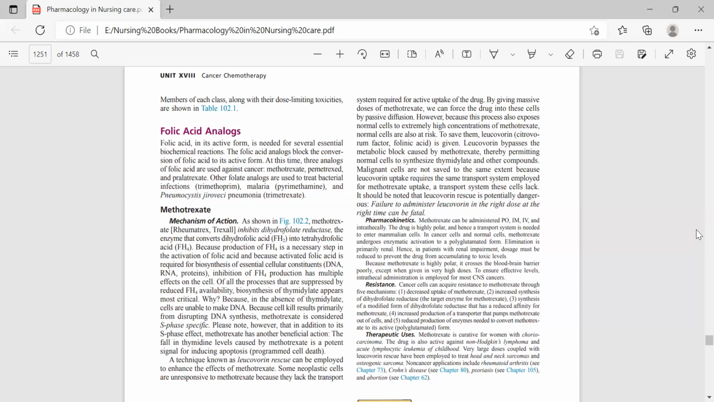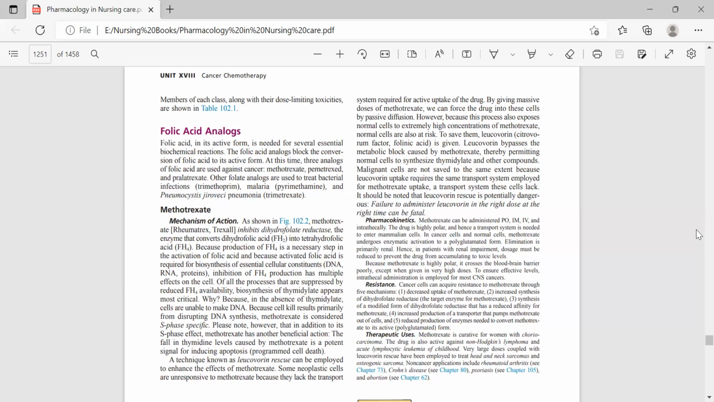to toxic levels. Because methotrexate is highly polar, it crosses the blood-brain barrier poorly, except when given in very high doses. So, to ensure effective levels, intrathecal administration is employed in most CNS cancers.